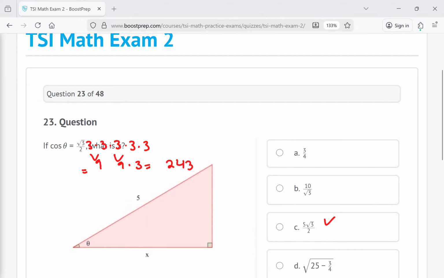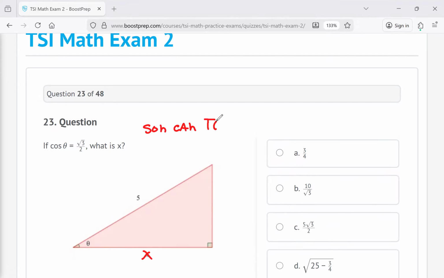Okay, here's a trig problem. Cosine theta is positive radical 3 over 2. What is x? So we got to find this missing leg, x, right here. And here's theta. We can't just use Pythagorean because we have to have two sides. So we're going to use the SOHCAHTOA thing, right?